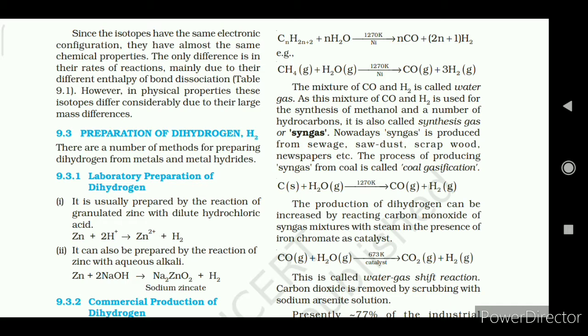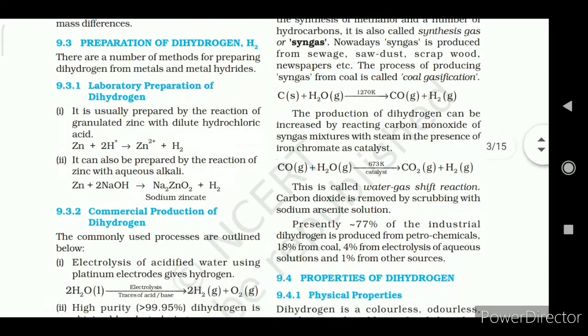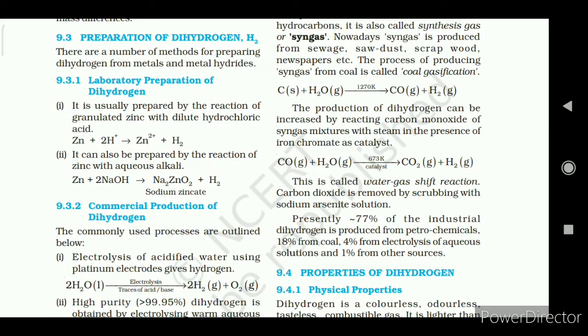9.3.1 Laboratory preparation of dihydrogen. Number 1. It is usually prepared by the reaction of granulated zinc with dilute hydrochloric acid. That is, zinc plus 2H+ gives Zn2+ plus H2. Number 2. It can also be prepared by the reaction of zinc with aqueous alkali. Zinc plus 2NaOH gives sodium zincate plus H2.